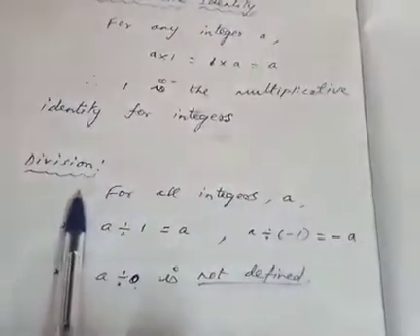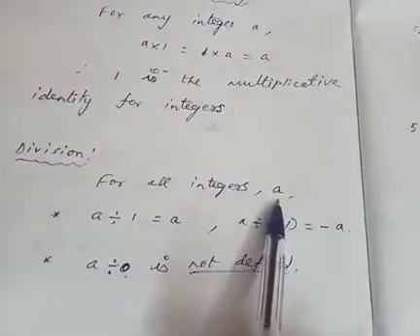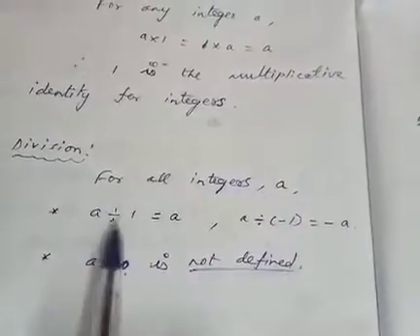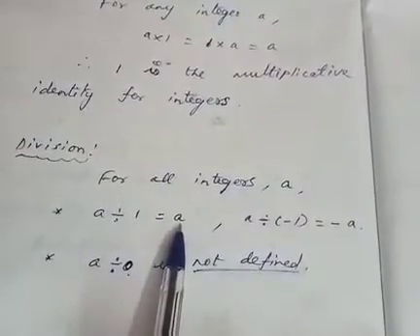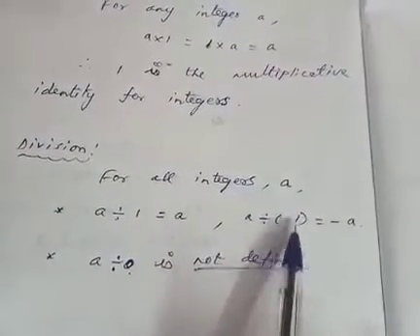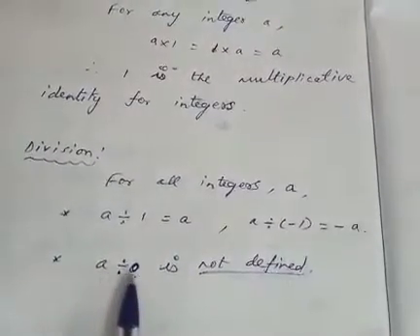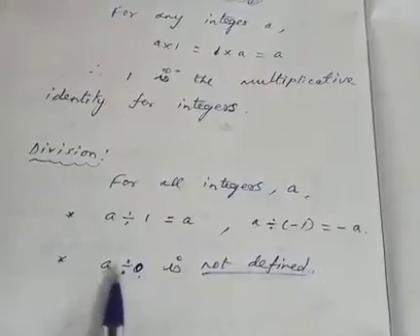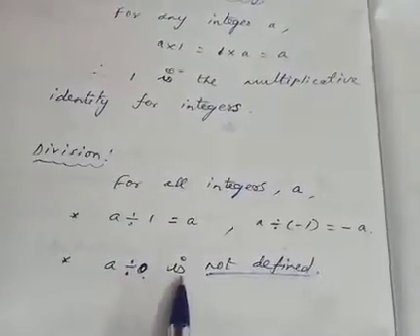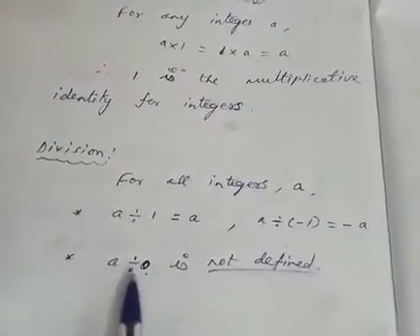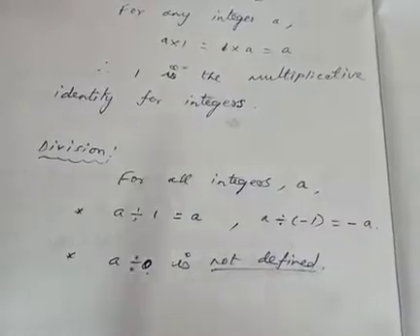So the division. For all integers a, a divided by 1 is equal to a. a divided by minus 1 is equal to minus a. a divided by 0: any number divided by 0 is not defined.